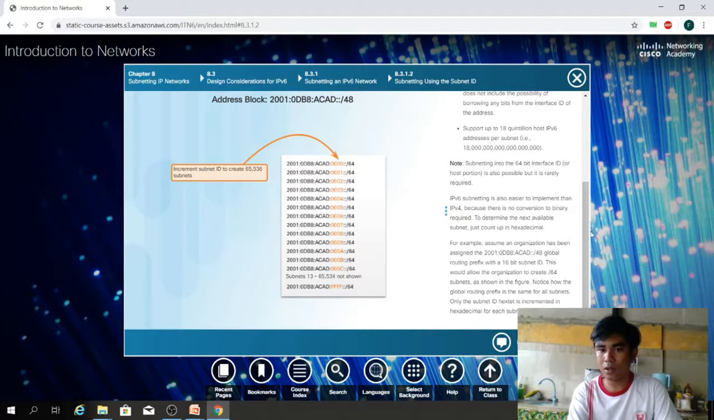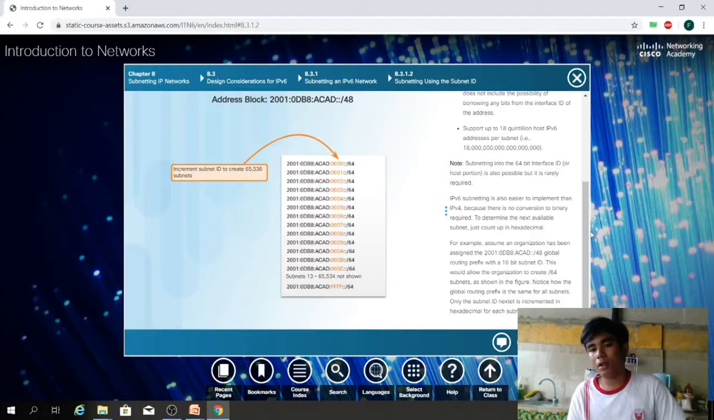IPv6 subnetting is also easier to implement than IPv4 because there is no conversion to binary required to determine the next available subnet. Just count up in hexadecimal.